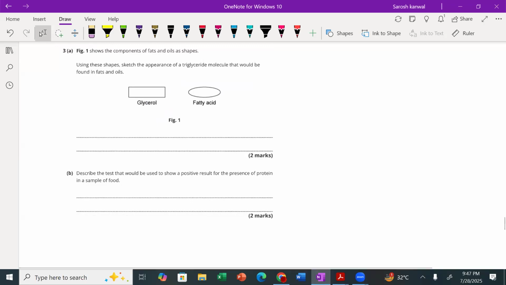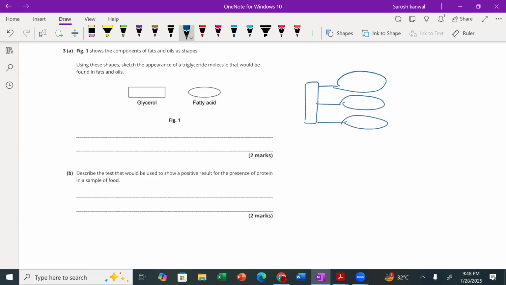Next question is for Laiba. The diagram shows the components of fats and oils as shapes. Using these shapes, sketch the appearance of a glyceride molecule found in fats and oils. Okay. So as that I can do for you, as this was glycerol, right? Very good, Mibsam. You are telling absolutely correct. So this was glycerol, and then these were the fatty acids. So that is how you can actually combine them.